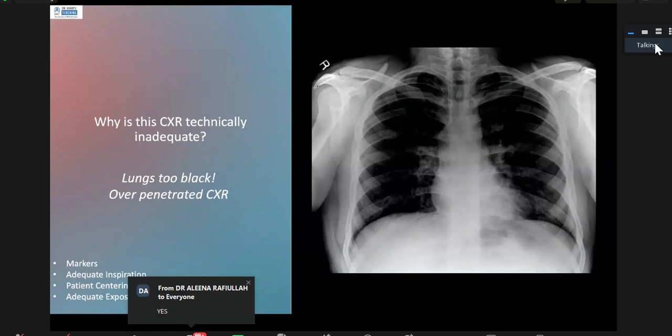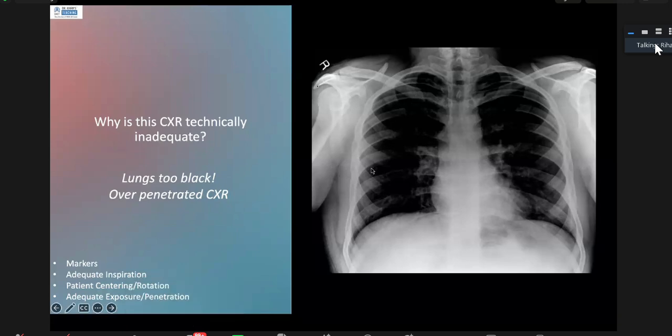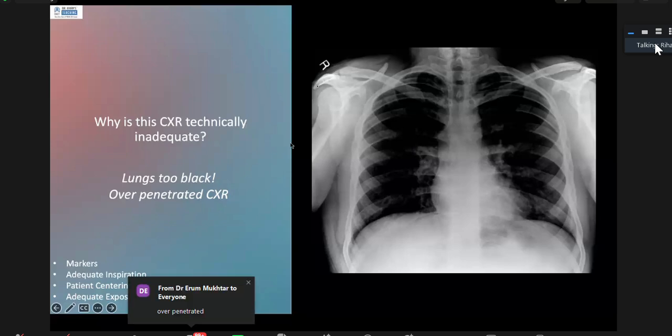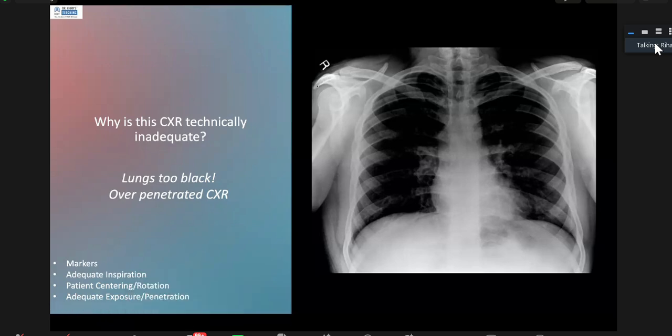Now, for this image, the question was, why is this chest X-ray technically inadequate? Can you appreciate that when we're looking at this image, the lung fields are very dark, so they appear very black. If we look through the cardiac shadow, we can also see that the intervertebral discs can be seen quite well. However, as we discussed earlier, we should only just be seeing them. So this image shows an overexposure. It's an overexposed or over-penetrated film. And there are some downsides to films such as this, and one of them is that it can mask certain pathologies.